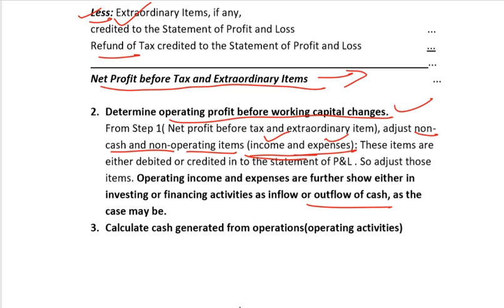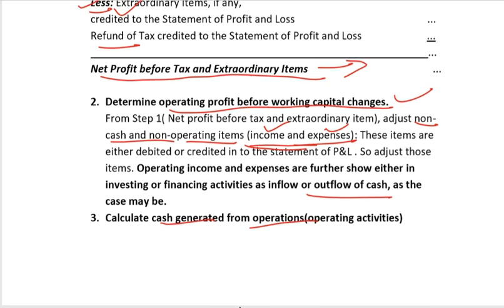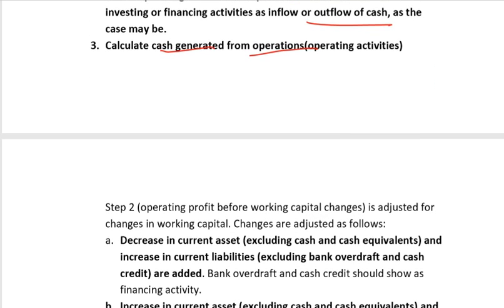From that head, we want to go to the cash generated from operations. Next head, cash generated from operations, or from the operating activity. What to do for that purpose? We want to adjust the working capital changes. What is working capital? Working capital means current assets minus current liabilities. We can say that is the working capital in the net concept, and in the gross concept, current assets itself we can say is the working capital.